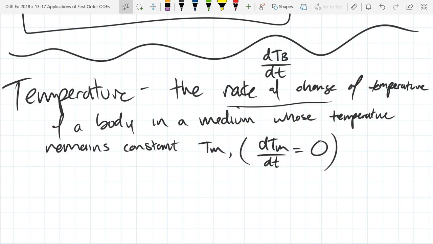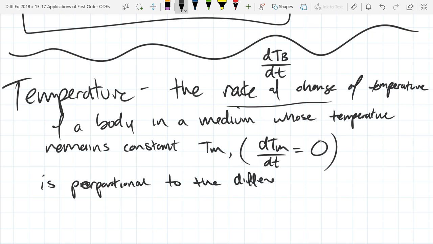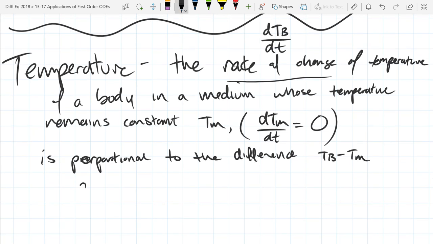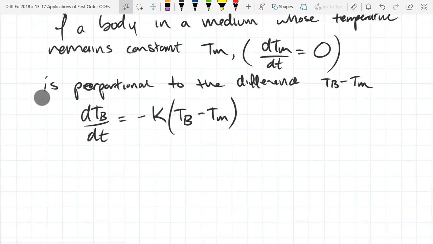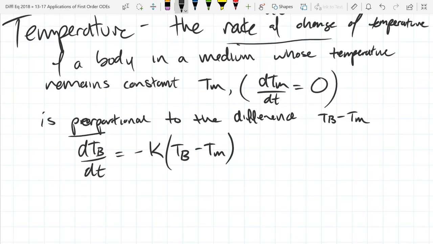Now, I don't have the name of the scientist who wrote this theorem originally. It is proportional to their difference. So it's proportional to the difference, TB minus TM. If we write the whole differential equation, dTB over dt is proportional to, meaning it's equal to, a constant times the difference. And that constant may be positive, may be negative. All right, so this is the differential equation we're going to use here.